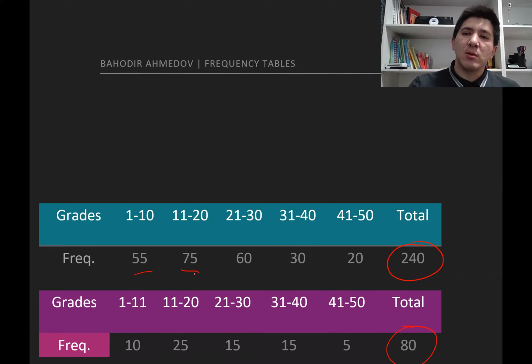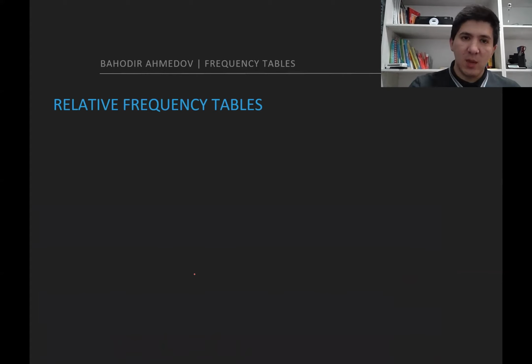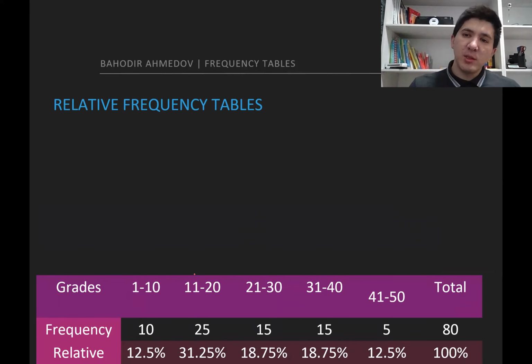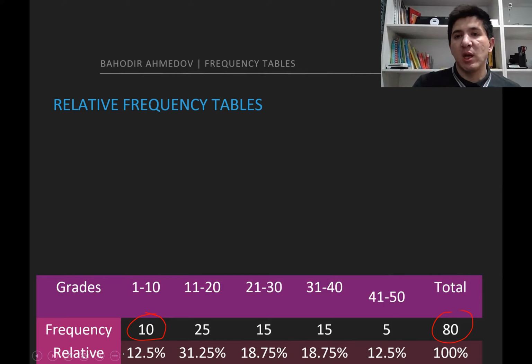Yes, it appears we need to create the so-called relative frequency table. Instead of just writing down the frequencies, how many students got grades in this or that interval, I would like to write this in terms of percentages. I've got 10 students between 1 and 10. So I divide the 10 by the total frequency, 80, and it gives me 12.5%. So for the first class, 12.5% of the students got grades between 1 and 10. Consecutively, 25 divided by 80 is 31.25%, which means that 31.25% of the students got grades between 11 and 20, and so on.